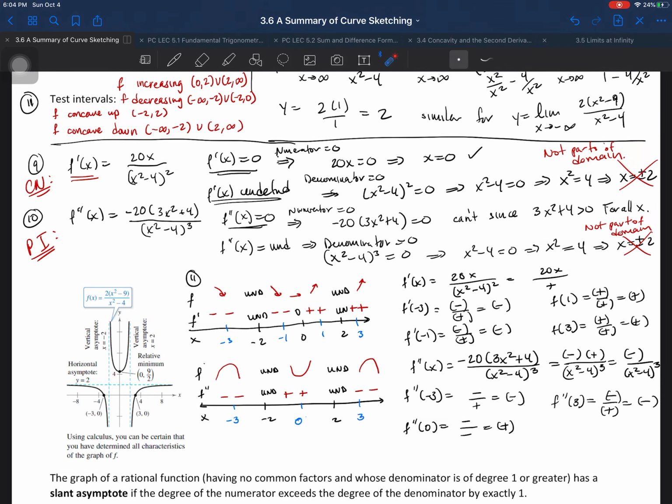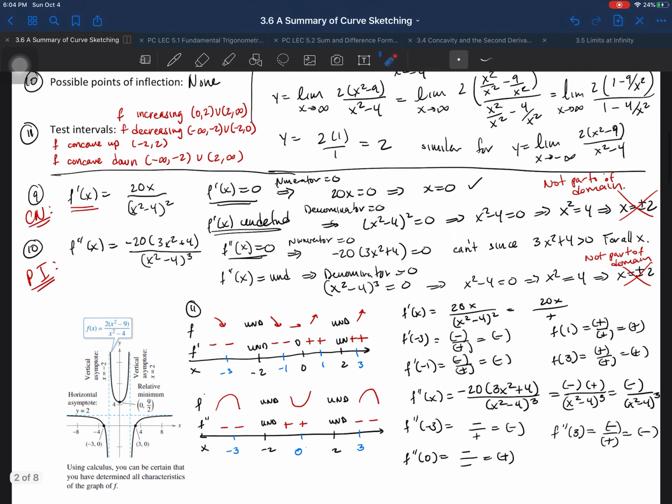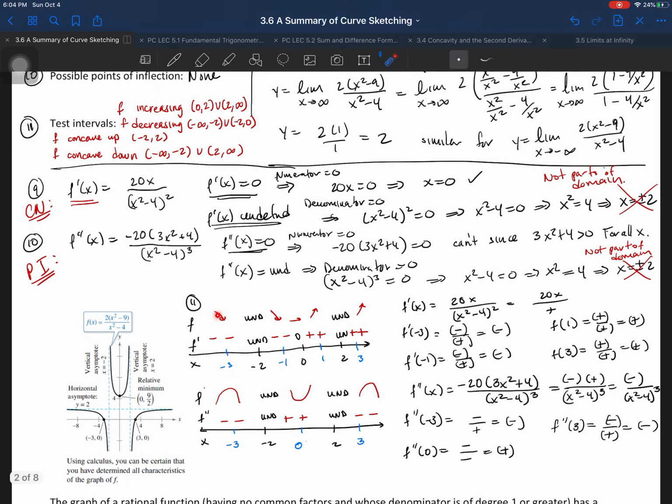So what can we conclude here? By looking at this, the function is decreasing from negative infinity to negative 2, and from negative 2 to 0. There you go. The function is increasing from 0 to 2, and then from 2 to infinity. Notice that there is a discontinuity there because the function is undefined there. So make sure that you are separating these intervals.